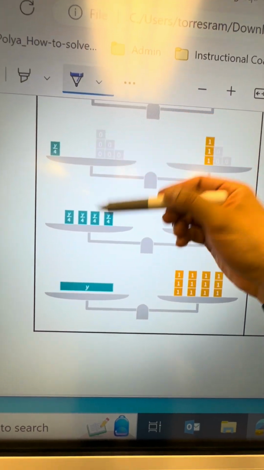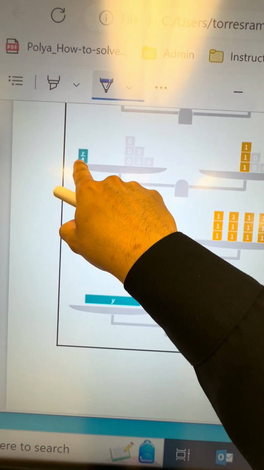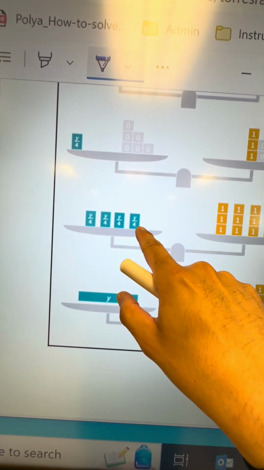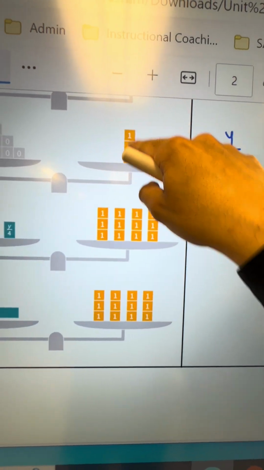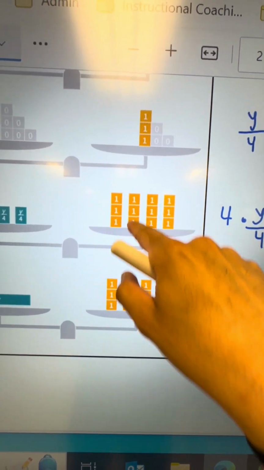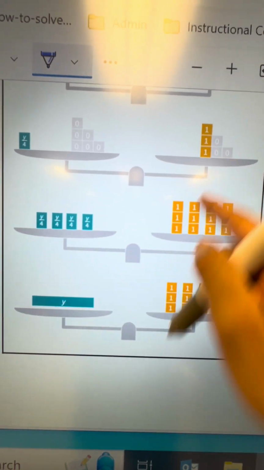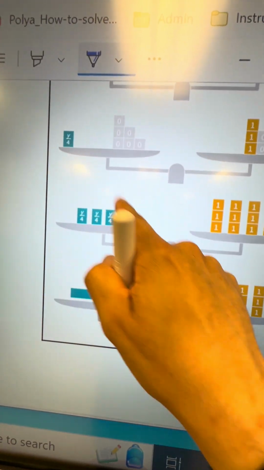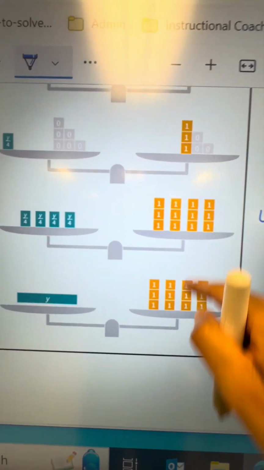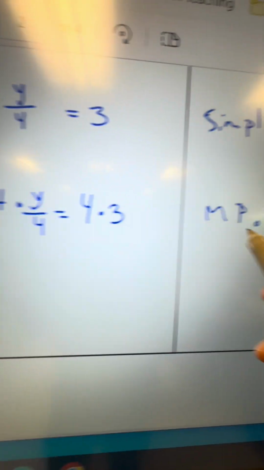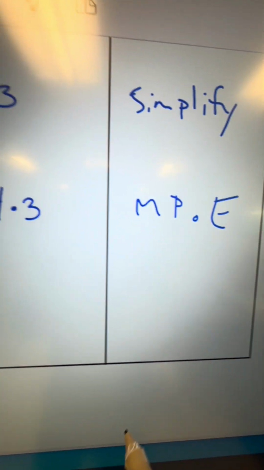Now from this step to the next step, you can see here, we started with 1 copy of this. Now we have 4 copies. We had 1 copy of 3, and now we have 1, 2, 3, 4 copies of it. That means that we multiplied both sides by 4 because we have multiples of this and we have 4 multiples of that. And the way we show that work, again, we're trying to demonstrate multiplication property of equality.